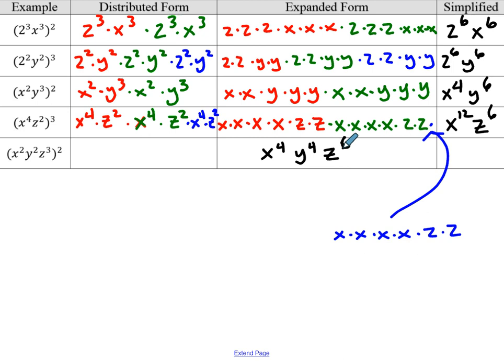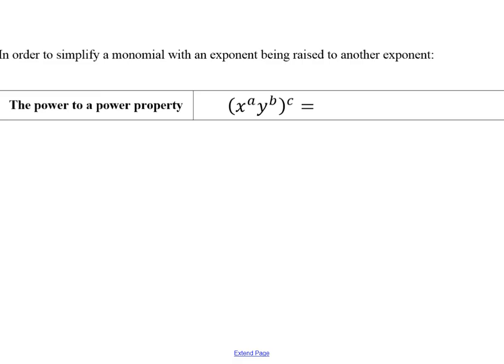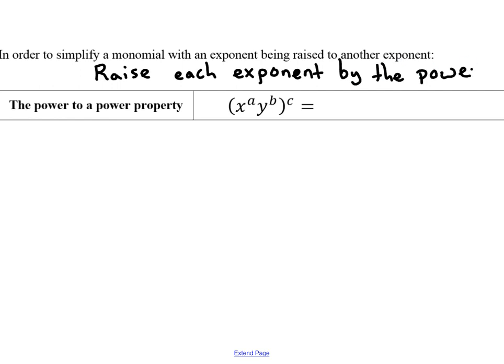Basically, what you do is distribute that exponent throughout there. So raise each exponent by the power. What does that mean? That means if you have x to the a, y to the b, and that's raised to the c power, your final answer is actually going to be x to the a times c, and then you'll have y to the b times c power.